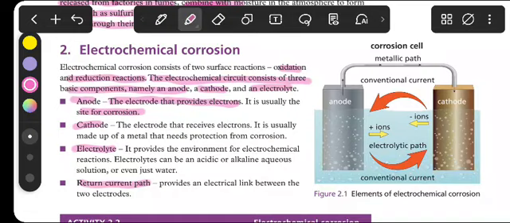The anode is the electrode that provides electrons and is usually the site of corrosion. Then the cathode is the electrode that receives electrons. That's the point. Then the electrolyte provides the environment for the electrochemical reaction and provides an electrical link between the two electrodes. That is what we have there.